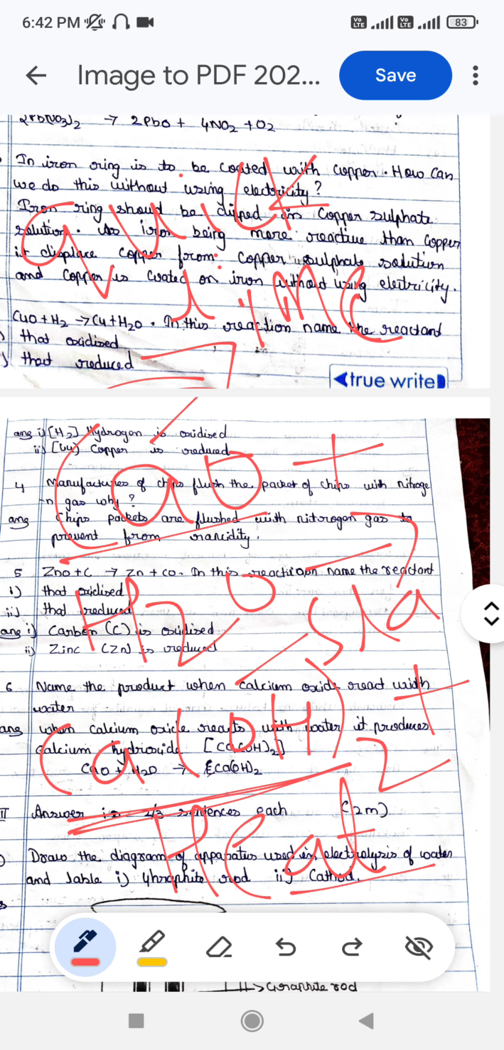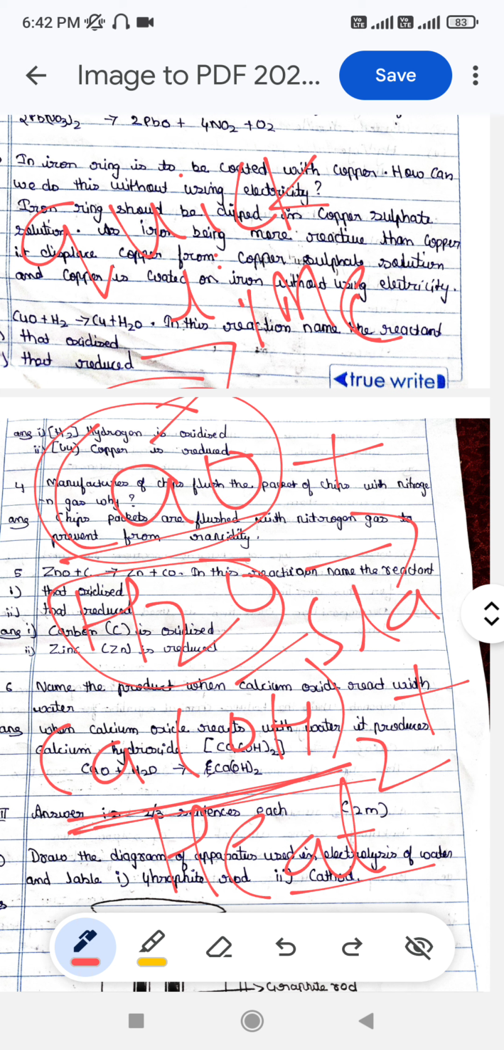This type of reaction is also called a combination reaction. Two or more elements reacting to give one single product is called a combination reaction. Here one reactant is there, a second reactant is there, and they give only one product, calcium hydroxide, so it is called a combination reaction, right?